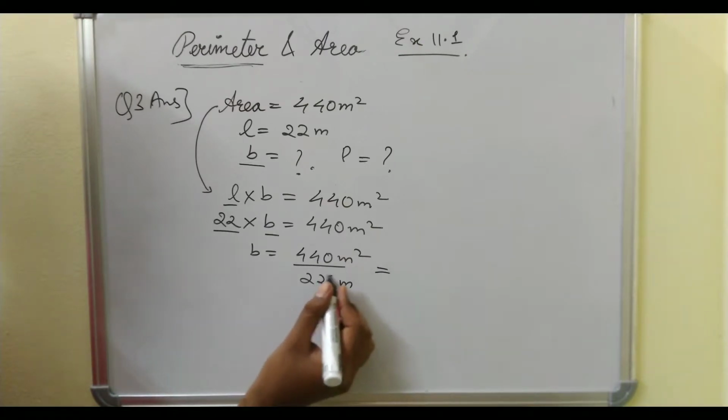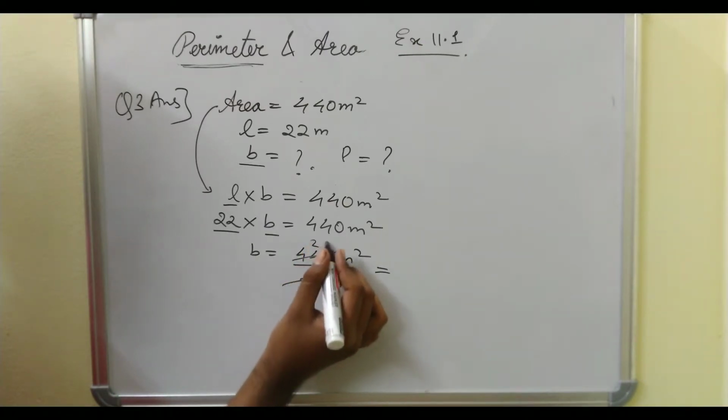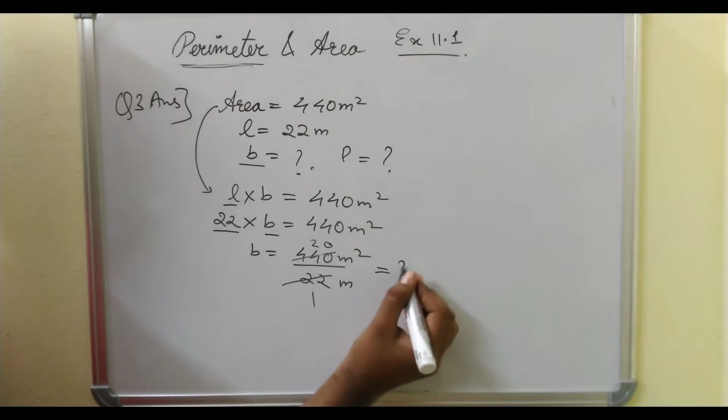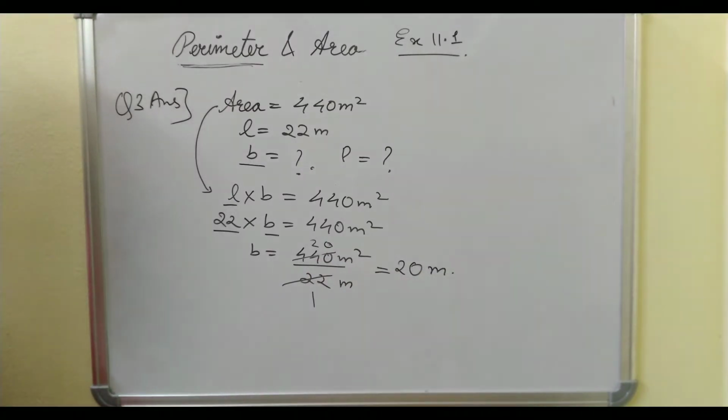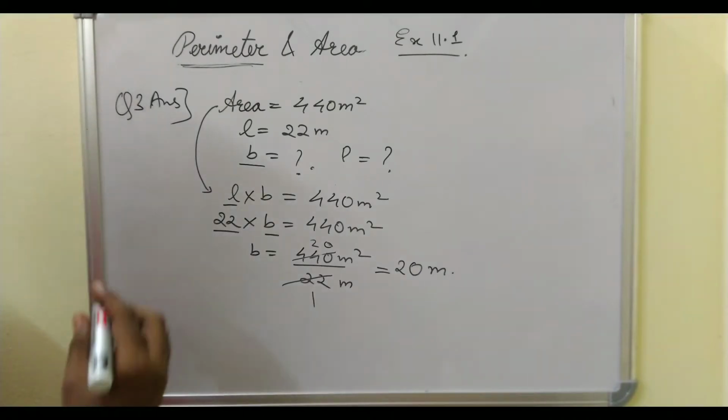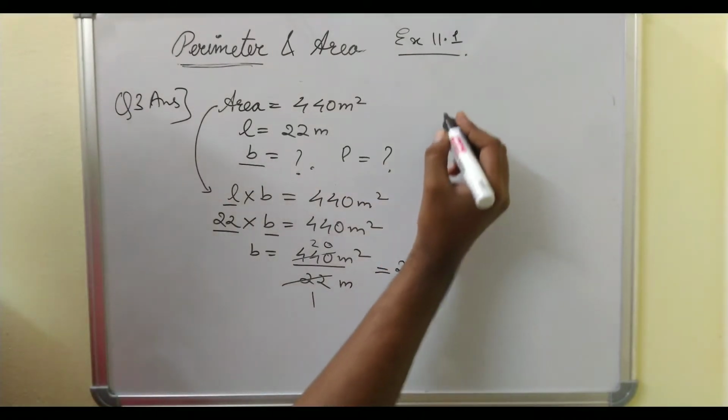So that will give me 22 ones are 22, 2 20s are... Okay. So this will give me 20 meter. Now we have found out the breadth. Now we will move on to the perimeter.